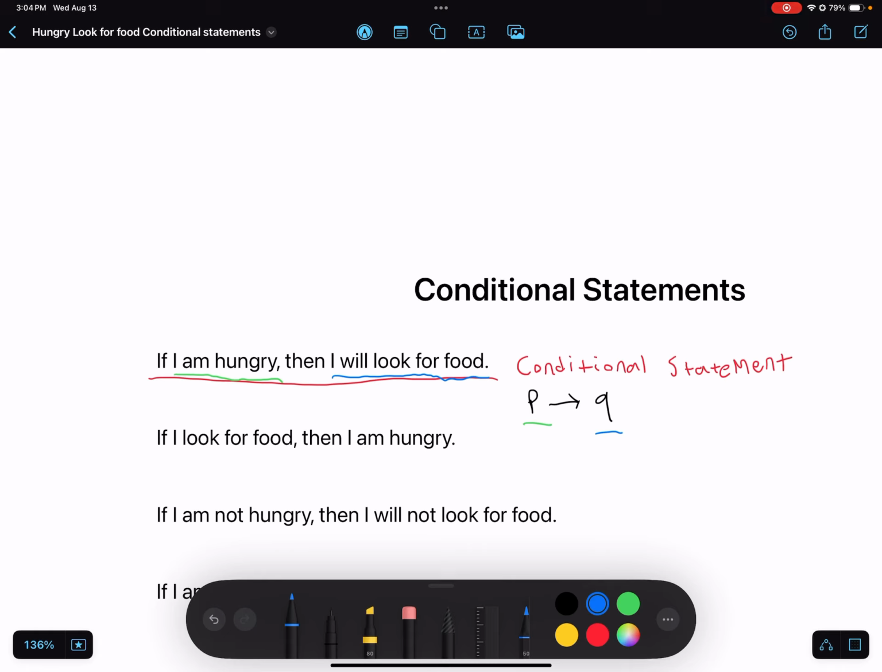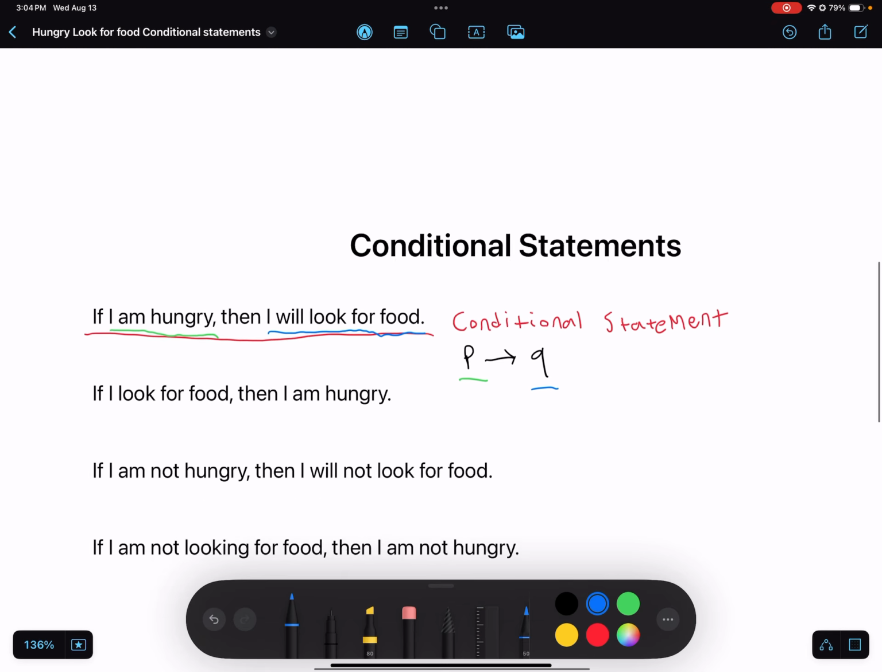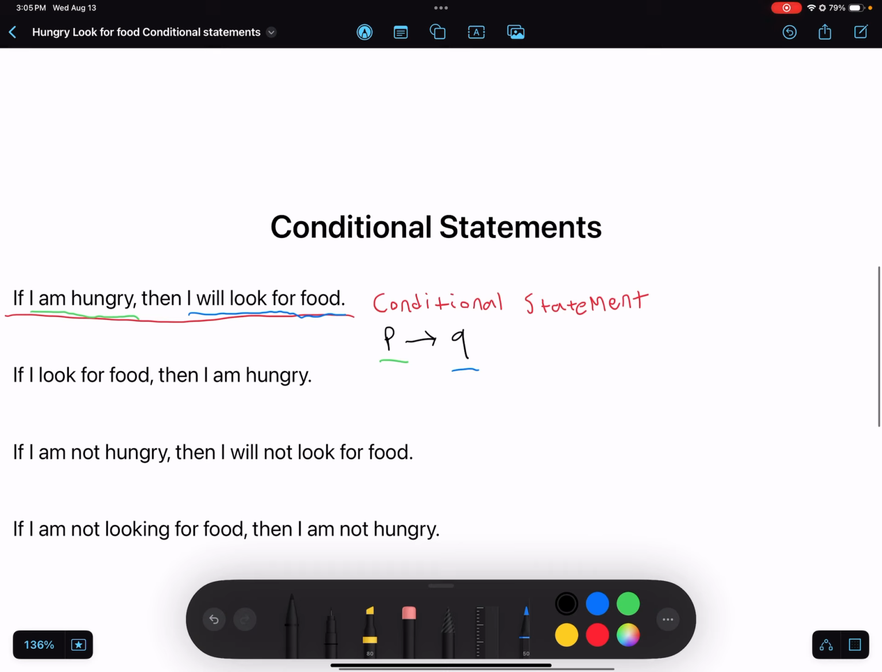If I'm not hungry, then we're going to see what happens. But if I am, then I will look for food. That's the logic of this conditional statement. And this is a true statement because usually if you're hungry, you're going to go searching for food one way or another. So we're going to go ahead and mark this down as the statement being true.